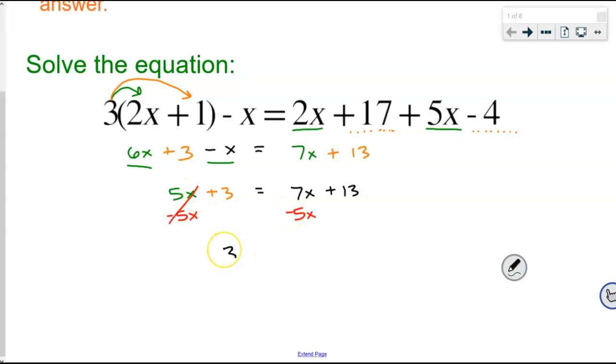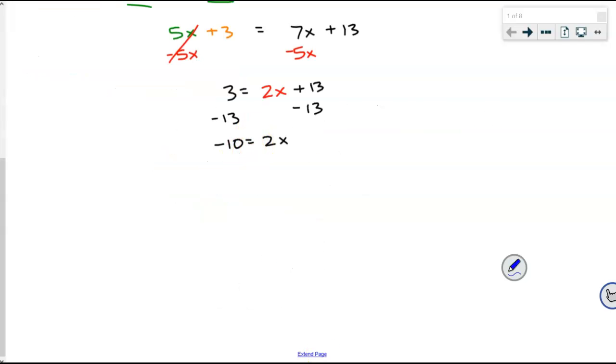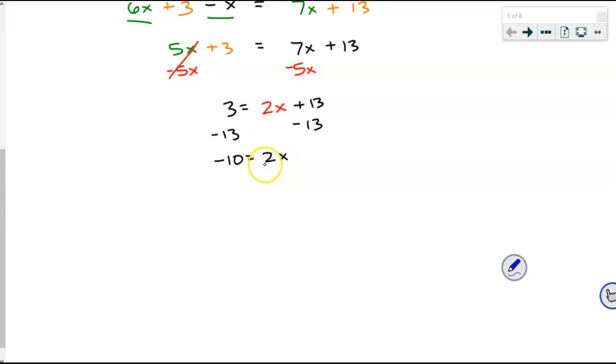I now have 3 is equal to 7x minus 5x, which simplifies to 2x, plus those 13 unit tiles. So now, when I subtract 13 from each side, 3 minus 13 is negative 10, which is equal to 2x. We can then divide each side by 2. And we get not 5, but negative 5 is equal to x.